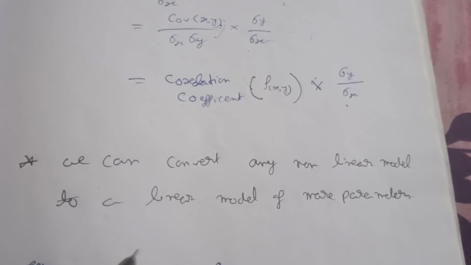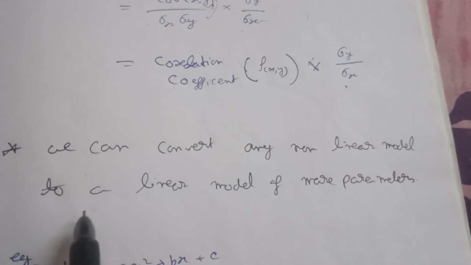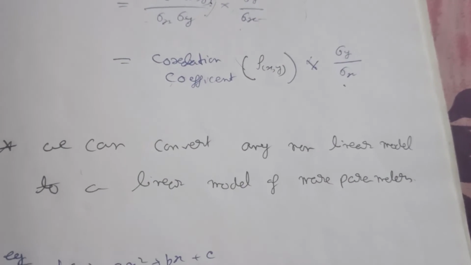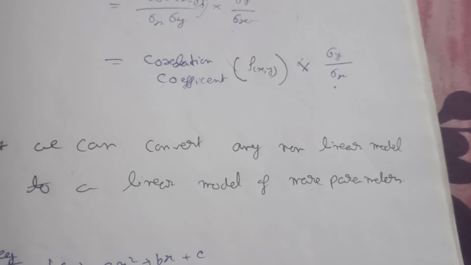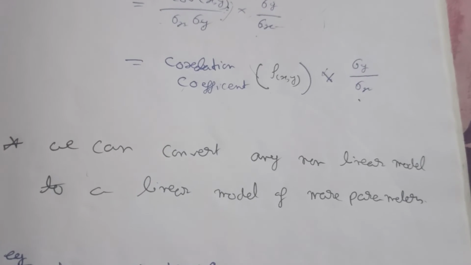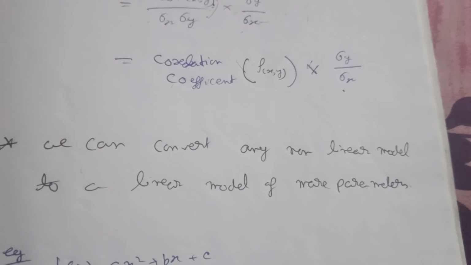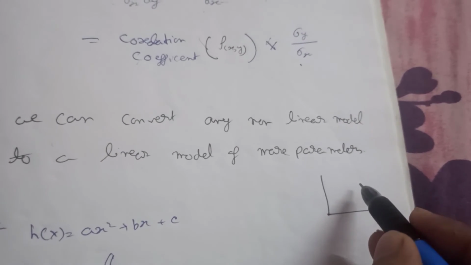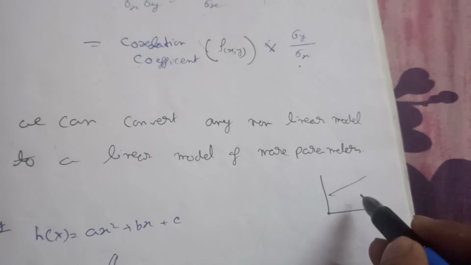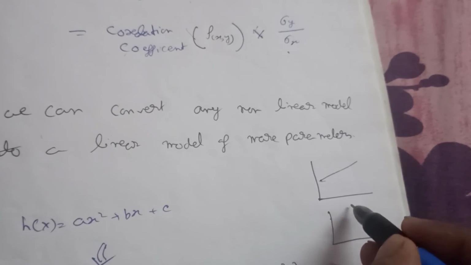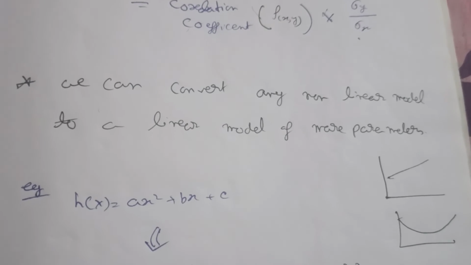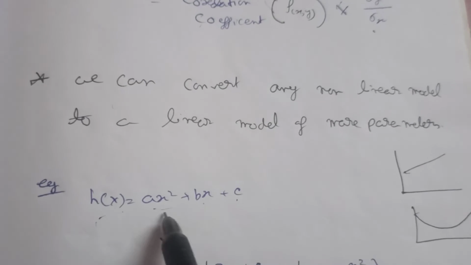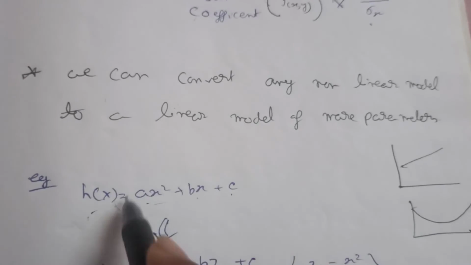So now let's see, we can convert any non-linear model to a linear model of more parameters. Here we were getting a linear model of one particular parameter. But what will happen when we get a non-linear model? Suppose the graph is like this, but suppose we get a graph like this, then what will happen? Suppose we have an equation like this, h of x equals ax square plus bx plus c. This is not a linear equation. So how can we solve this type of equation?